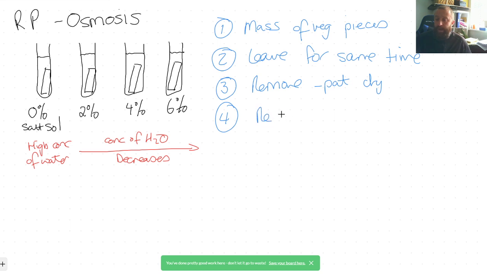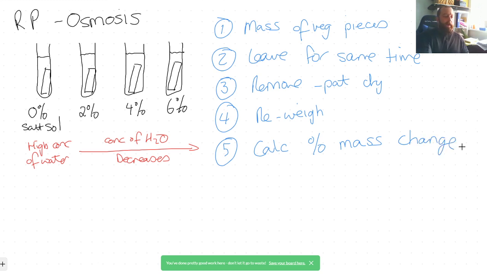And then we would re-weigh. We're going to calculate the mass again. The really important one with this is that we're going to calculate the percentage mass change. Again, I've seen this in exams before where students miss that bit, but by working out the percentage mass change, it doesn't matter as much what the starting mass was.